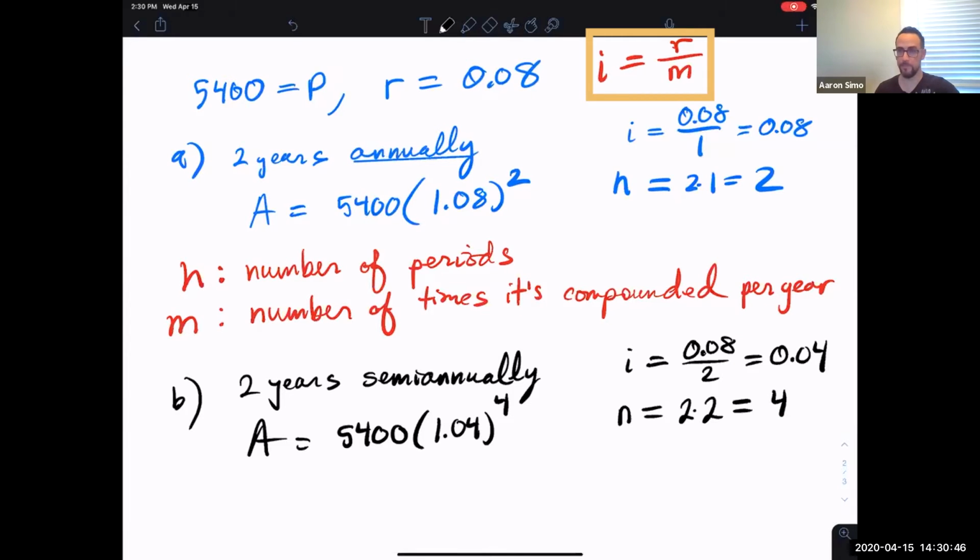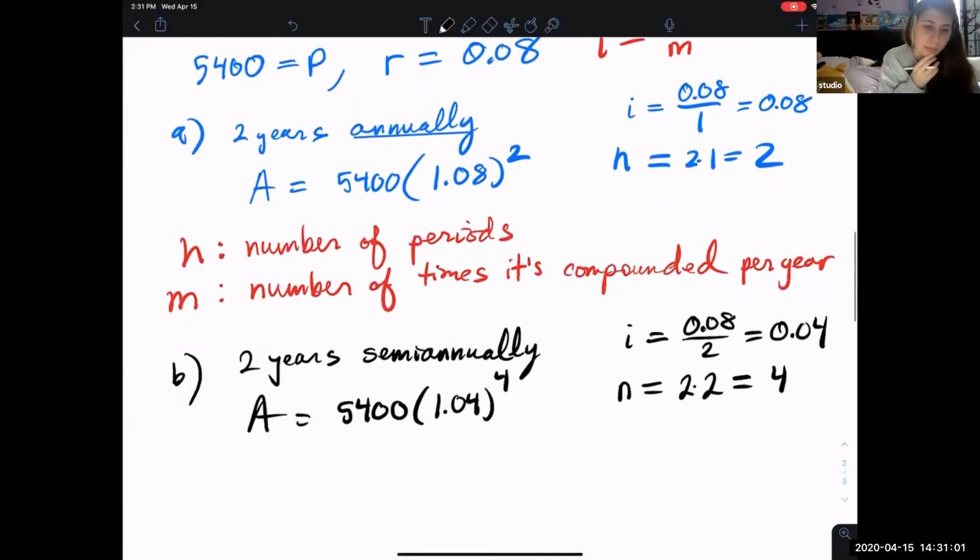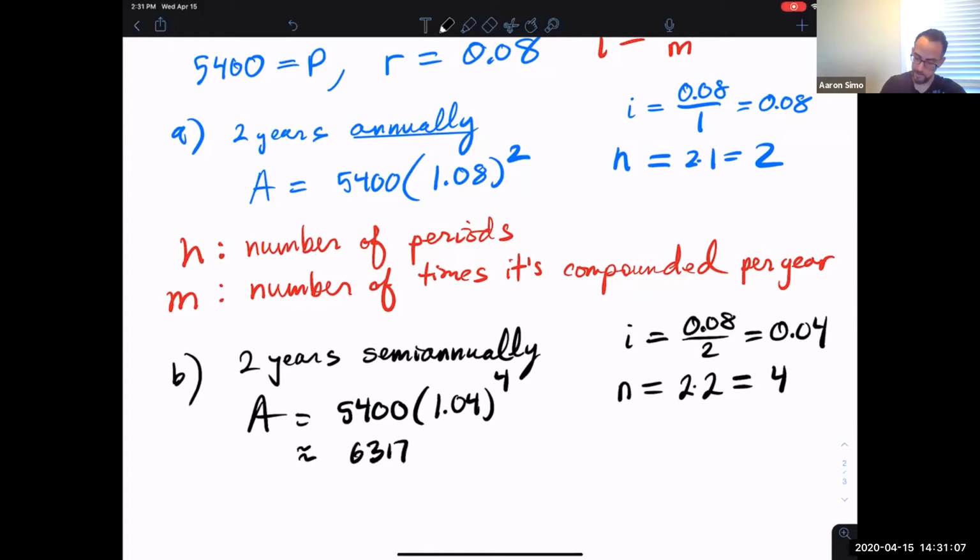Okay, let me see what I get. So it comes out to 6,317.24, rounded up, 6,317.24. Sounds good. And then any questions on A or B?